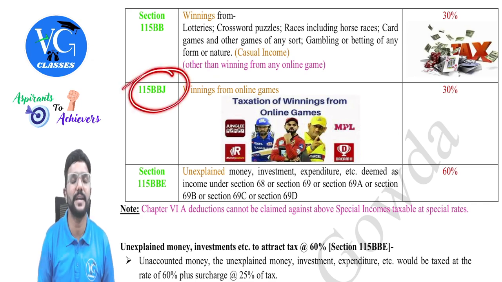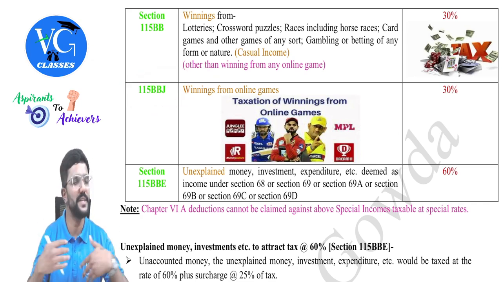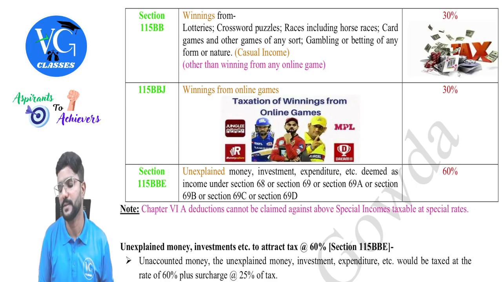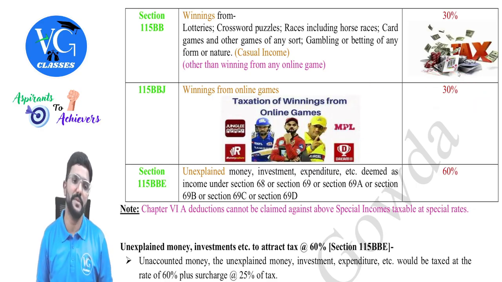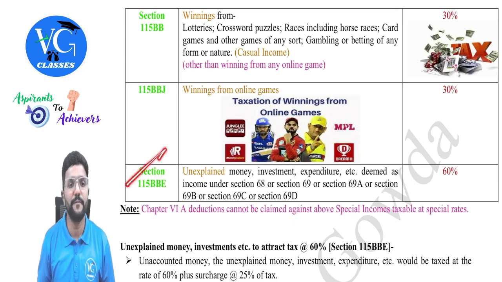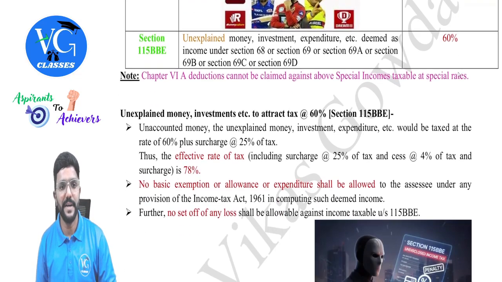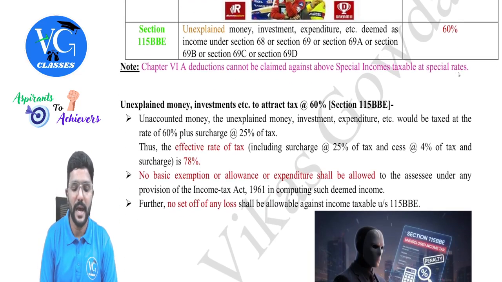Sir, what if the assessee has winnings from online games? Then it is covered under Section 115BBJ. But the provisions, rate, everything is same, guys. So what is the rate? 30%. Then Section 115BBE, which I already covered in the first chapter, guys.